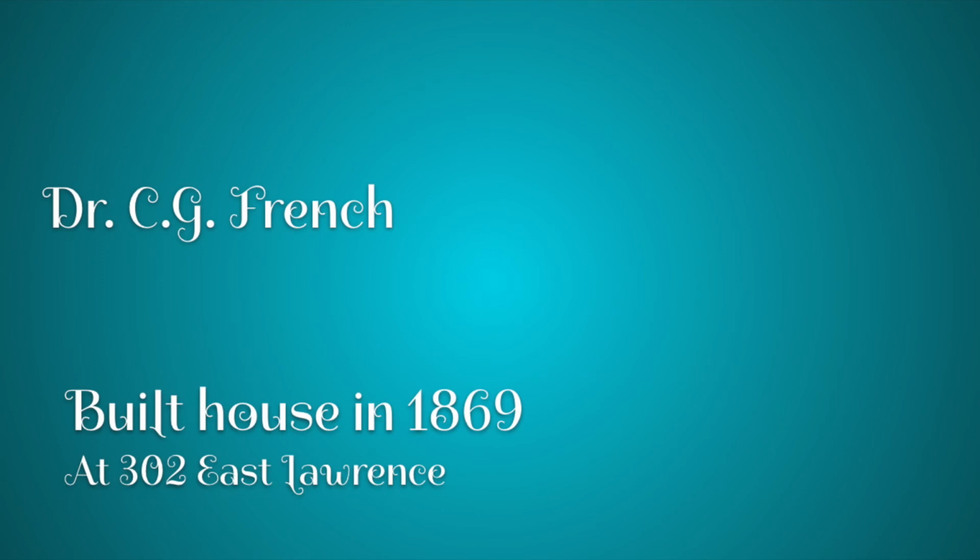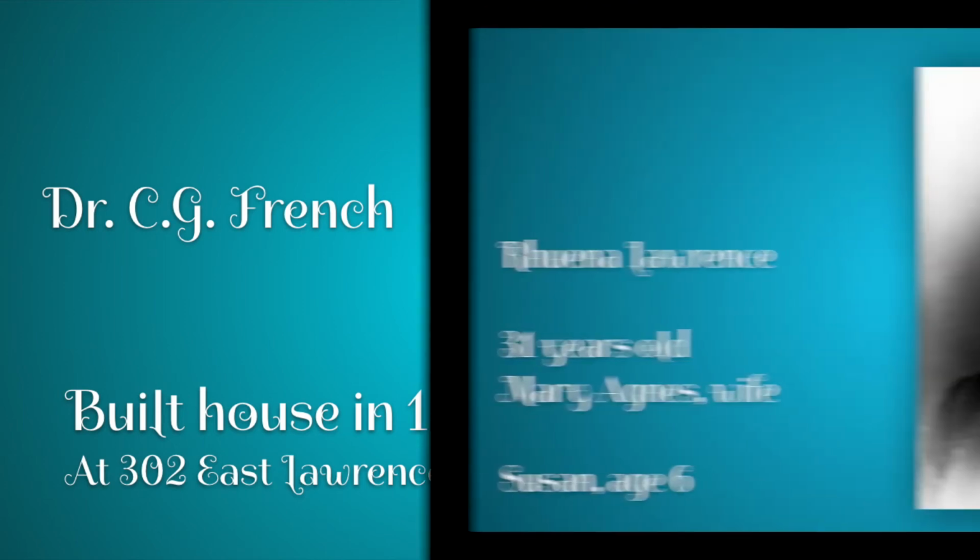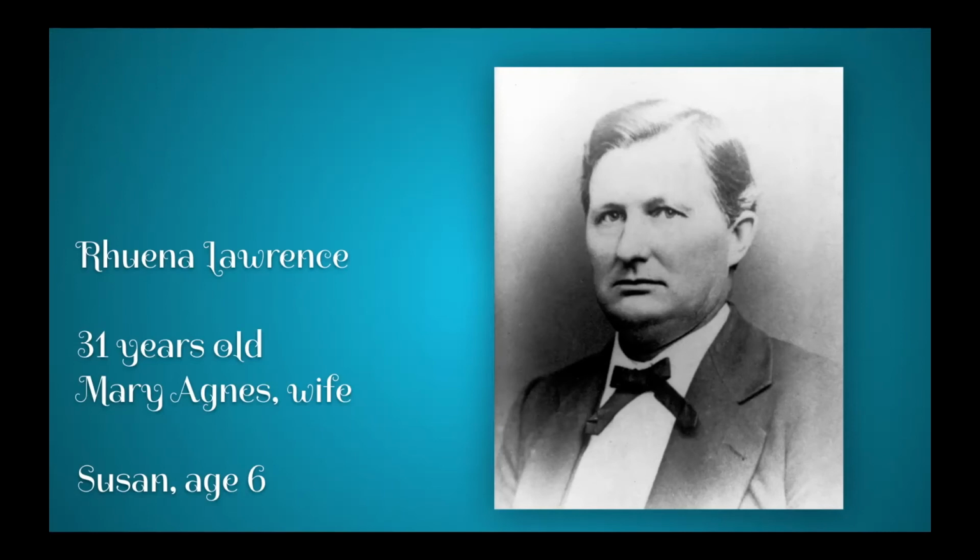We know from other maps that in 1864, the south side of the street from the railroad tracks would have been owned by a dentist, Dr. French, who built a house in 1869. Runa Lawrence, 31, either built a new house or he might have remodeled the old Ruckel house in 1868, moving in with his wife, Mary Agnes, and 6-year-old Susan, called Susie. The house faced 4th Street. When Susan remodeled the home in 1902, Wright placed the front door facing Lawrence.